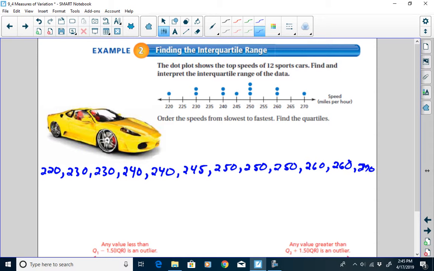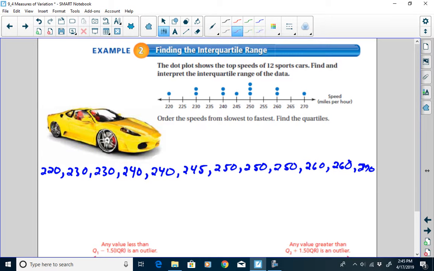So first I've arranged my data from least to greatest. I want to double check, make sure that I've used all my data items. So I have 1, 2, 3, 4, 5, 6, 7, 8, 9, 10, 11, 12. Let me double check, make sure I have 12 items here. It's always good to double check to make sure that you've used all of the items.